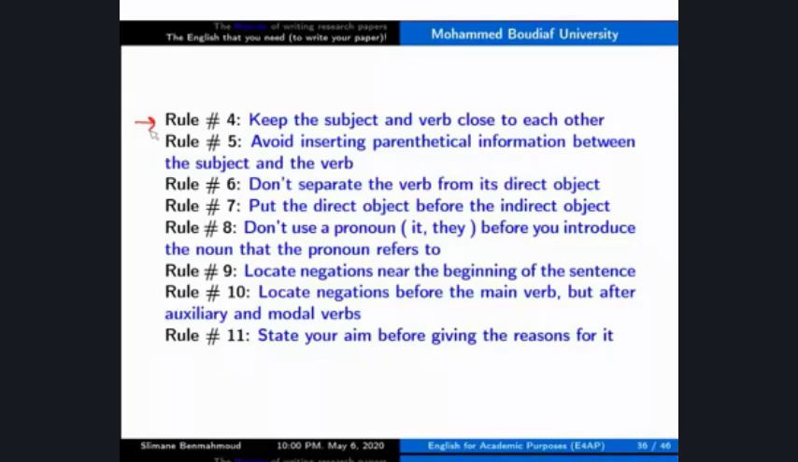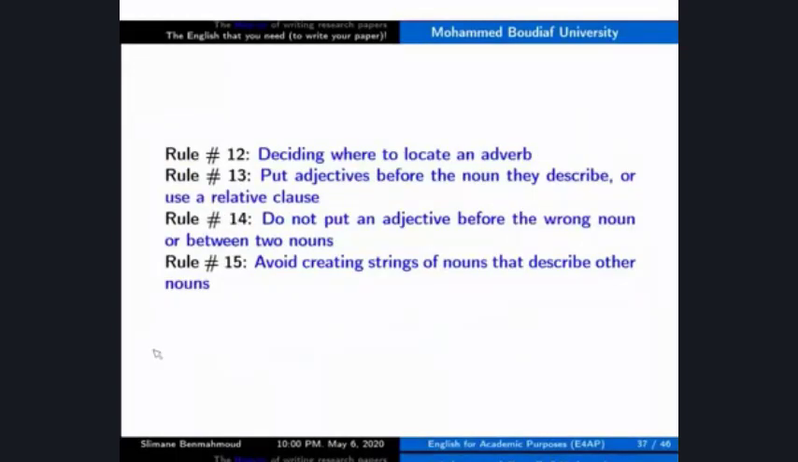Locate negations near to the beginning of the sentence. Locate negations before the main verb, but after auxiliary and modal verbs. State your aim before giving the reasons for it. Deciding where to locate an adverb. Put adjectives before the noun they describe or use a relative clause. Do not put an adjective before the wrong noun or between two nouns. Avoid creating strings of nouns that describe other nouns.